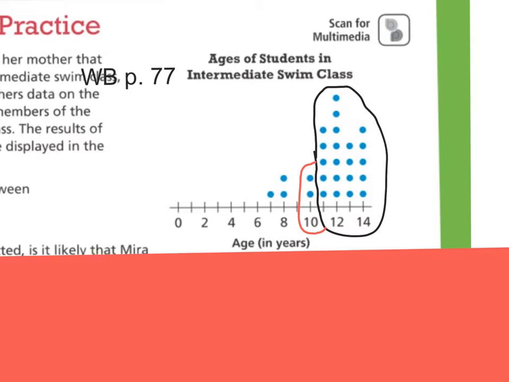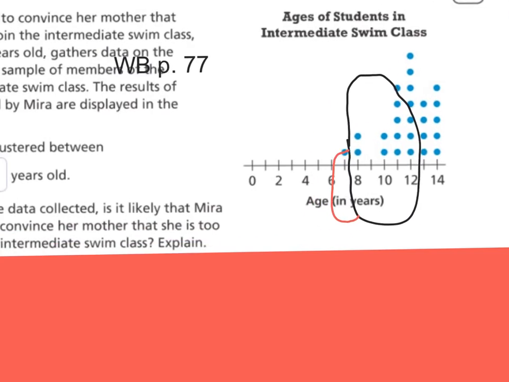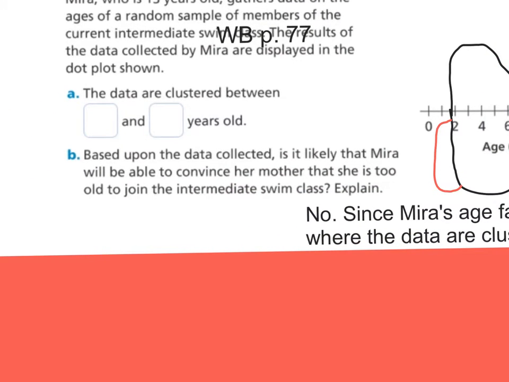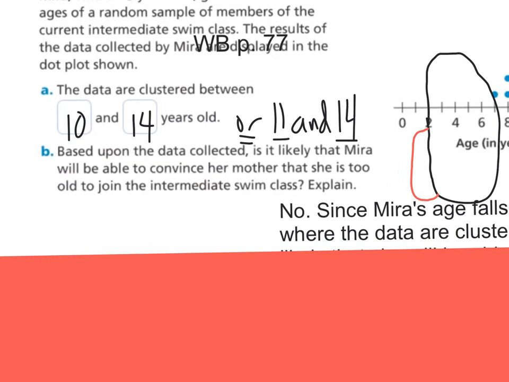So we're going to say our clusters are between either 10 and 14 or 11 and 14 years old. Either one of those would be acceptable. The book said 10 and 14, but again, if you said 11 and 14, that would be good also. Okay? So that's where we got a lot of people, ages 11 to 14.